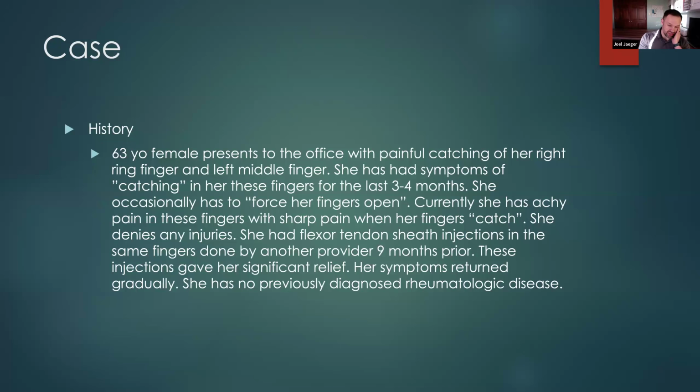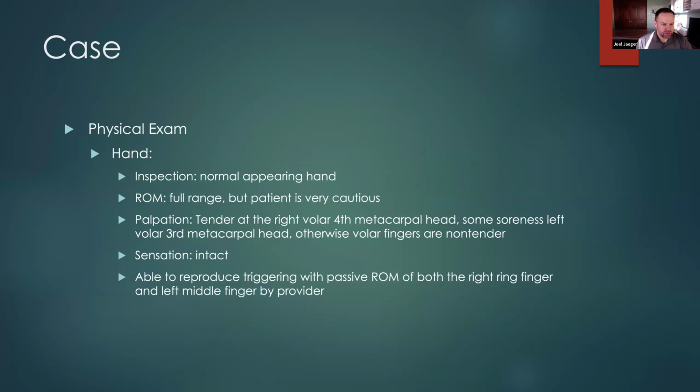She does have a history of being diagnosed with trigger finger in the past, and she had had some flexor tendon sheath injections from another provider 9 months before, which she said gave her significant relief. Her symptoms gradually returned, like I said, about 3 to 4 months ago. Of note, there have been no injuries, and she hasn't been diagnosed with any rheumatologic diseases.